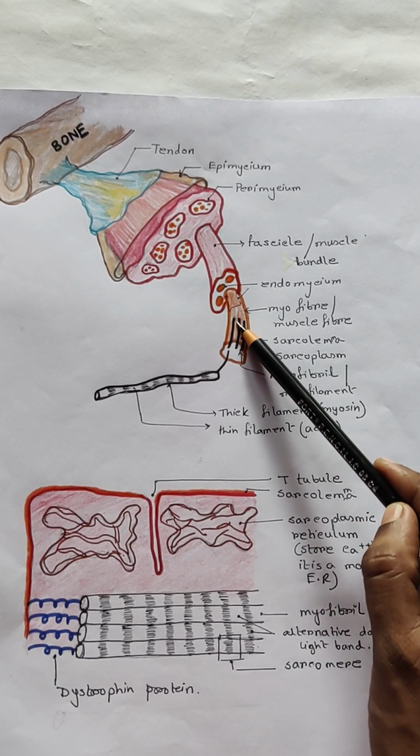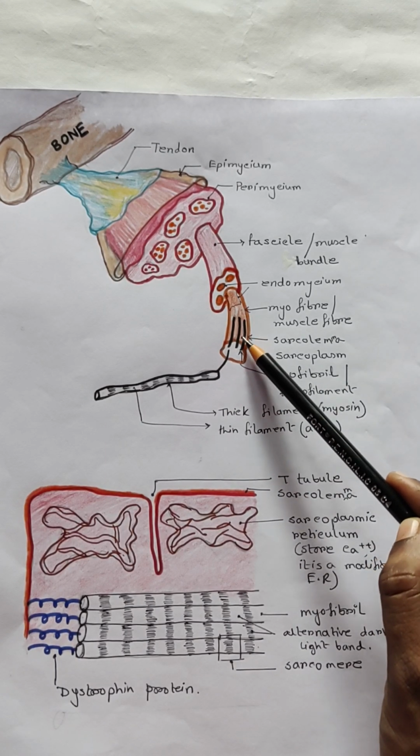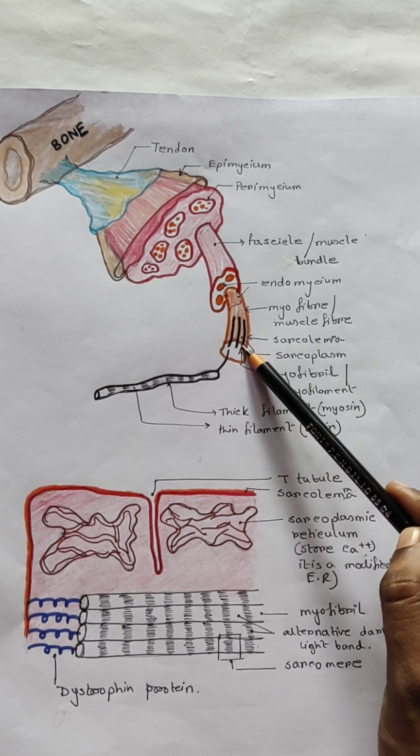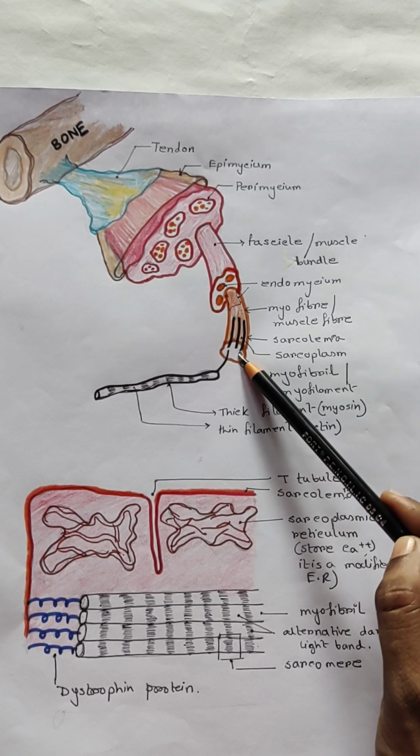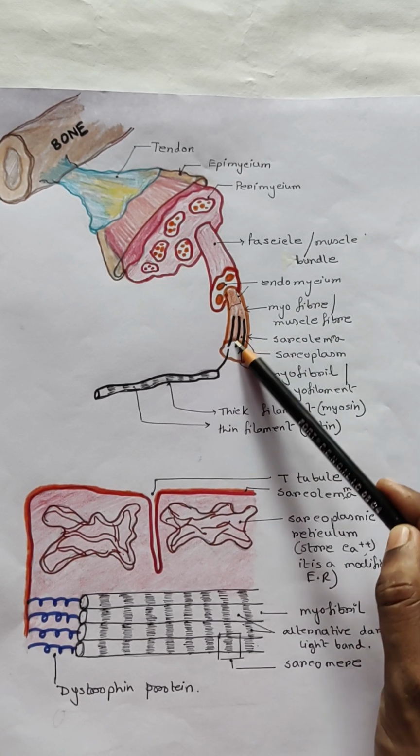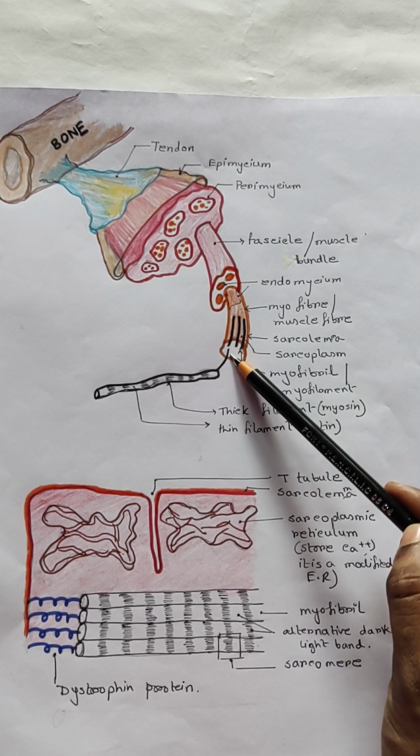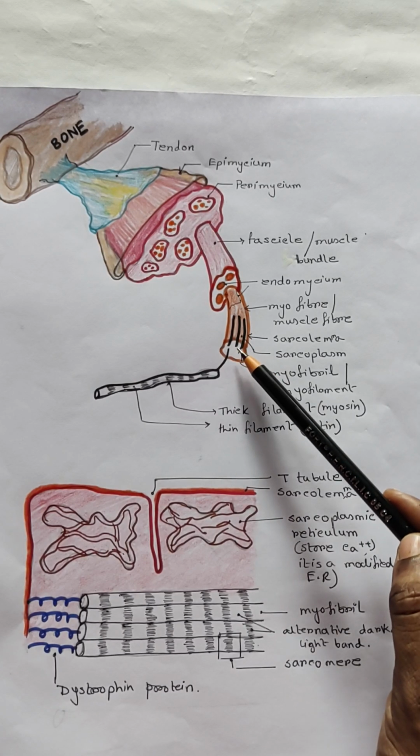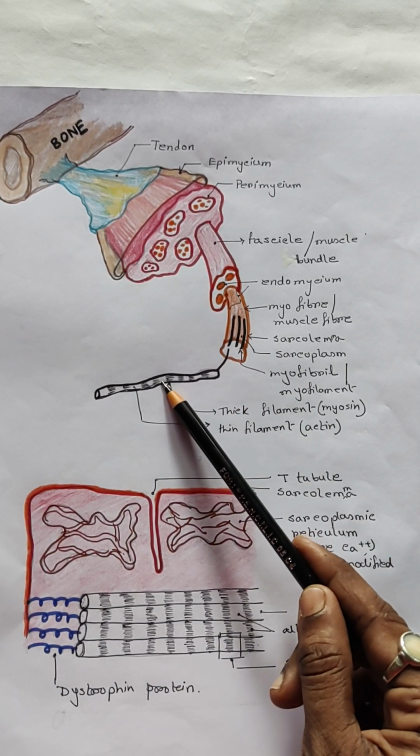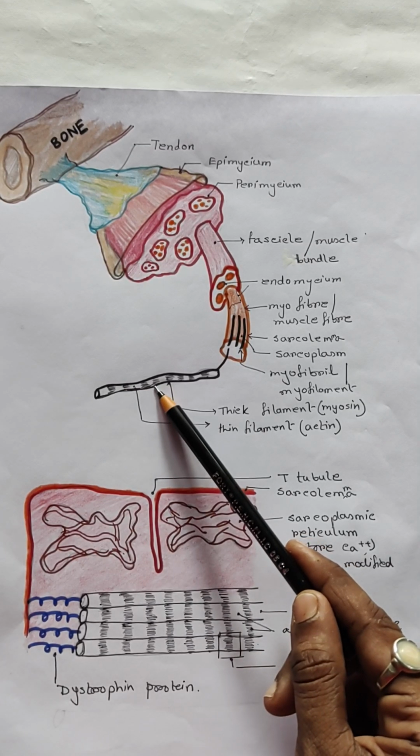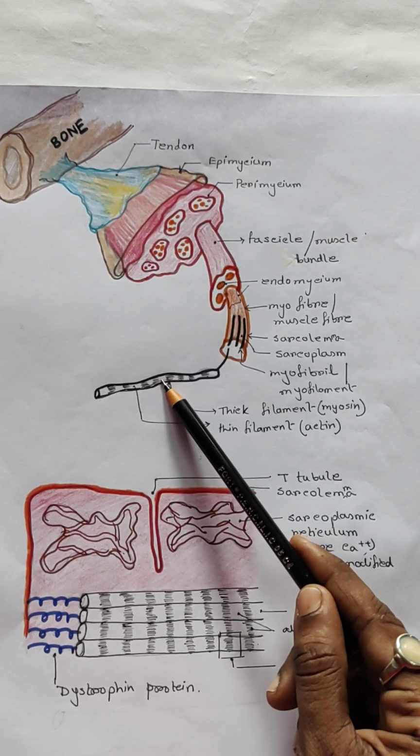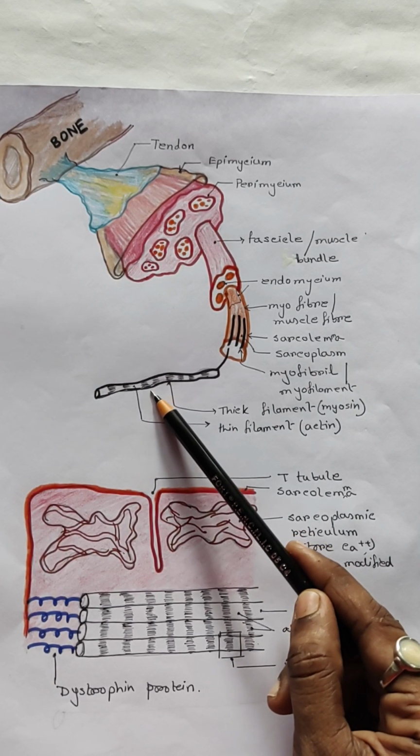So these are the muscle fibers. A muscle fiber is surrounded by a membrane called the sarcolemma, and the cytoplasm behind this is called the sarcoplasm. Within this muscle fiber there are myofibrils. We also call them myofilaments, and myofilaments are of two types. There are striations, dark and light bands. Thick filaments are called myosin, and thin filaments are called actin.